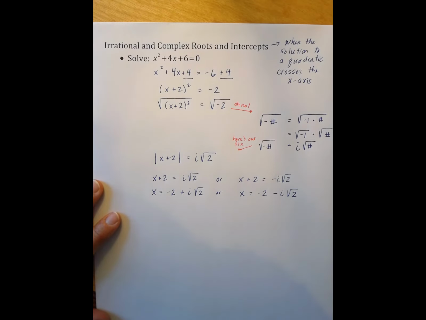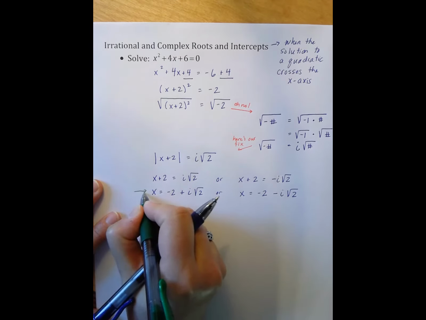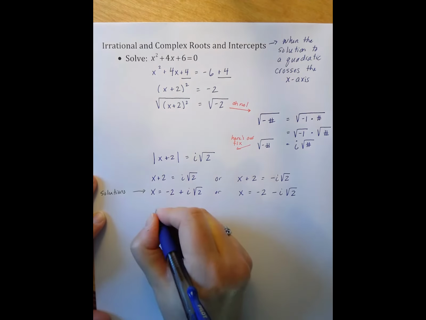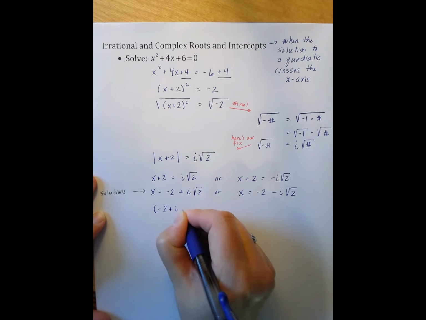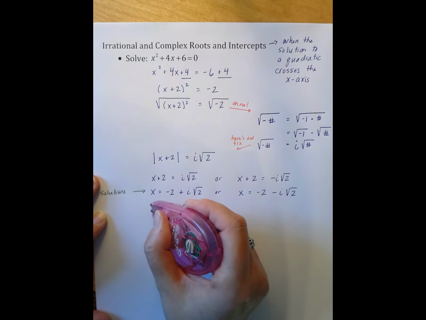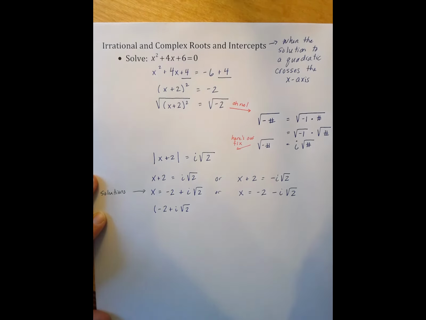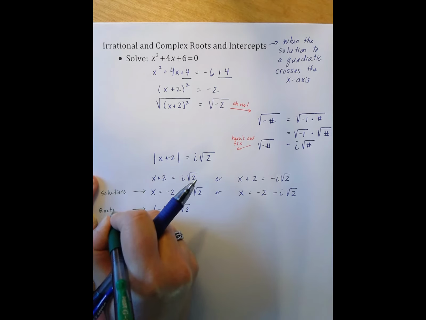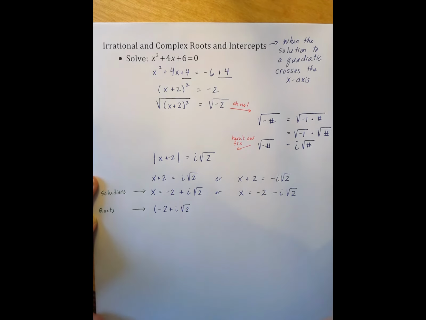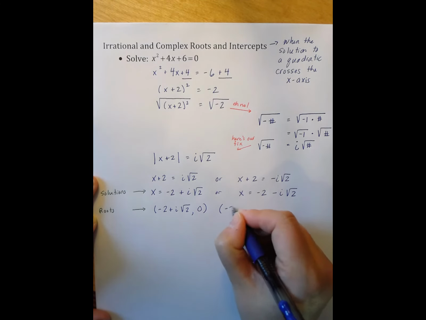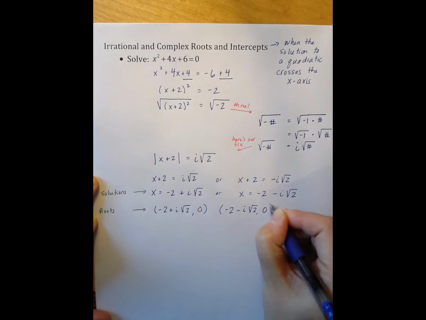So I now have, we're going to indicate that these are our solutions. We can write these as x-intercepts, so negative 2 plus i, we can write these in terms of roots, and we write them in terms of roots as if they're x-intercepts, but they're not. So I can write them in terms of roots, so negative 2 plus i root 2, comma 0, and negative 2 minus i root 2, comma 0.